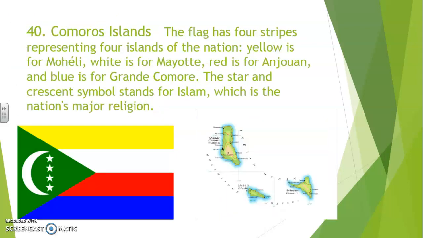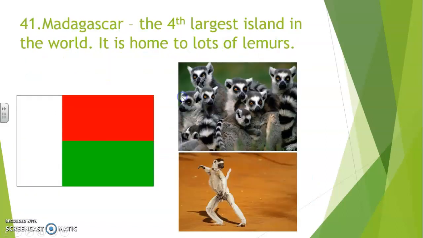Comoros, number 40, an island nation, 4 main islands. And you can see the 4 things there. Over here, they have different ones and what each of the colors stands for. Over here, we have a crescent moon. That means Islam, which are the Muslims. They worship a god named Allah, so a false god. And they have a Bible called the Quran, a prophet called Muhammad.